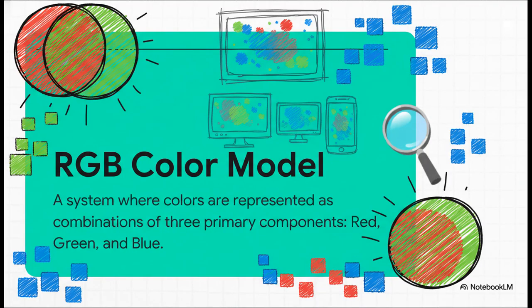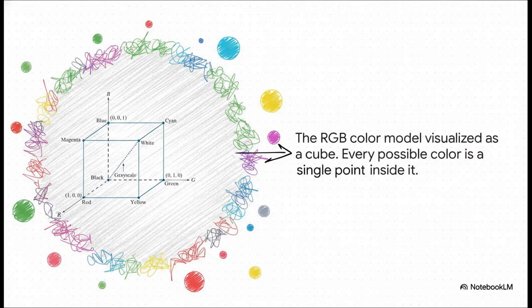So this system, this whole idea, has a name. It's the RGB color model, red, green, blue. And it is the bedrock of pretty much every digital display out there. Every single color on the screen you're watching right now is just a very specific recipe of red, green, and blue light.